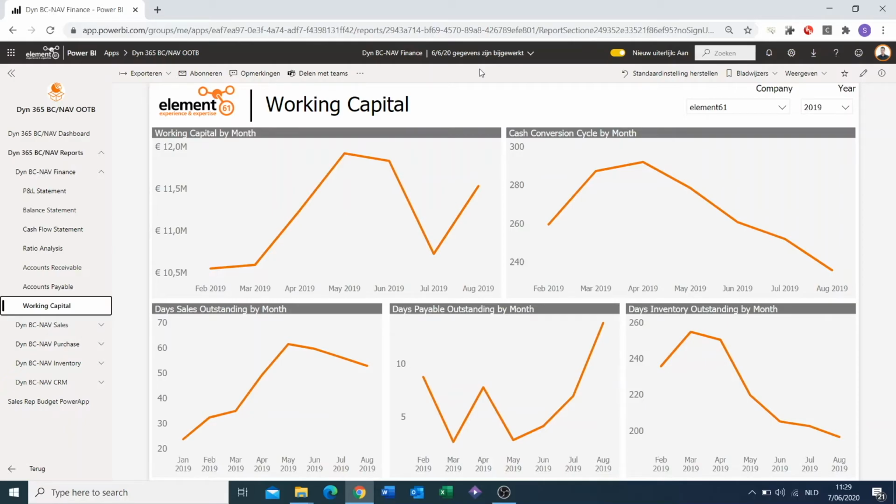In this demo, we focused on the business intelligence out-of-the-box for finance module, but the same Power BI and data warehouse solution is available for all other Business Central modules, including customer relationship management, inventory, jobs, production, purchase, timesheets, sales, and service.